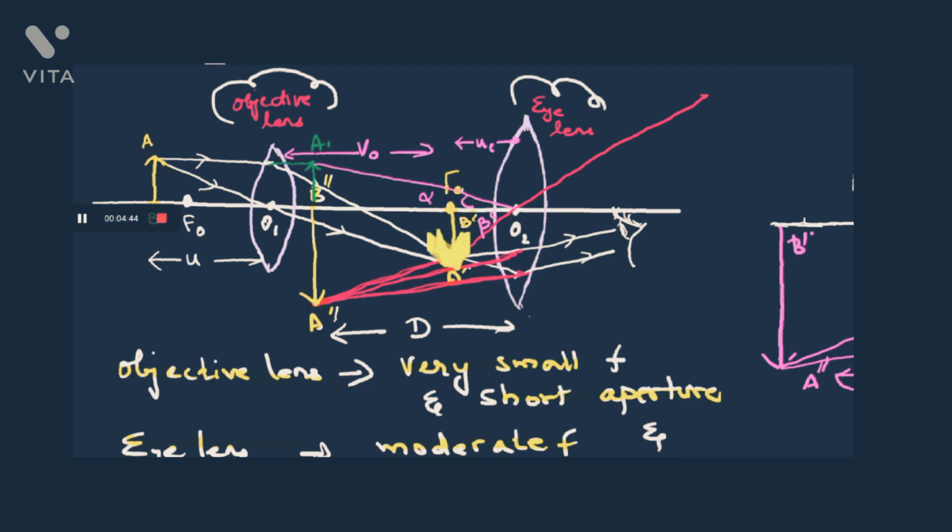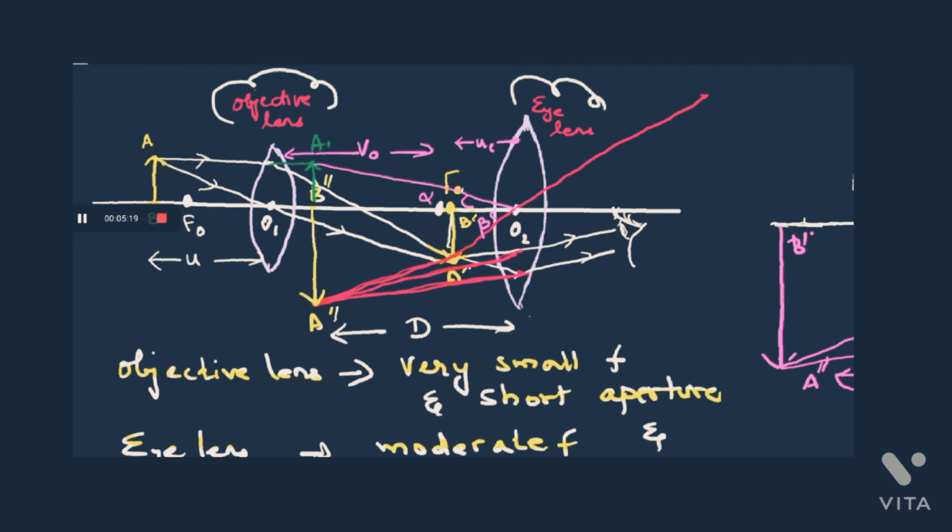Its position is adjusted such that A dash B dash lies between the optic center and the focal length of the eye lens. Suppose this is FE and this is A dash B dash. Because of that, you will get a virtual, erect and magnified image, which is formed at B double dash A double dash by the eye lens.